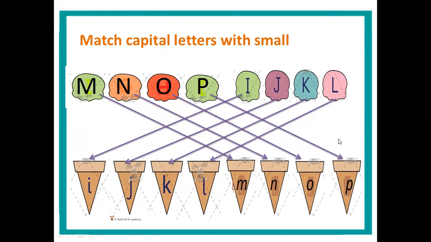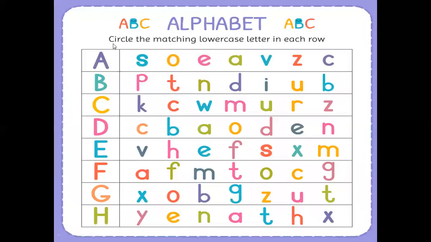Now come to check out our next activity. Now what you will do, circle the matching lowercase letter in each row. There are capital letters. In front of the capital letter there are also some small letters. You will find the correct small letter and then you will circle. Okay, what is this letter called? It is letter A. And where is letter A? This one is letter A. Well done. Circle it.